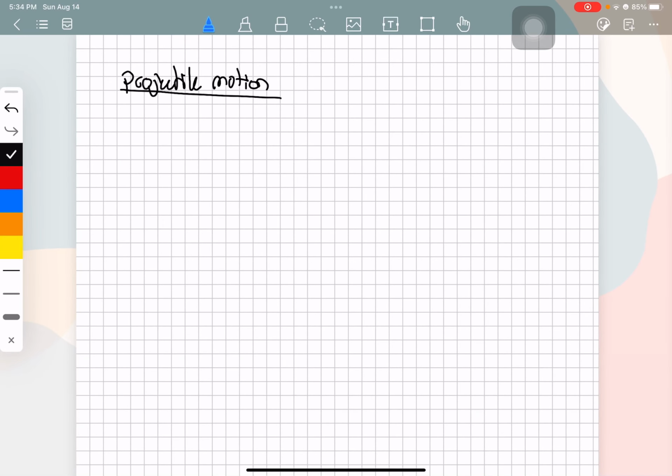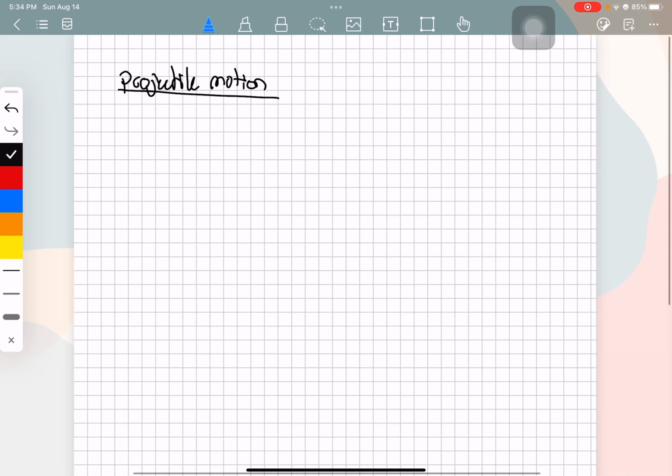Hello everyone, today we're going to talk about the different scenarios for a projectile motion question. Okay, so the first one, let's say you have the classic one. Let's say there's someone on the cliff and they've thrown a ball upwards and that ball came downwards.